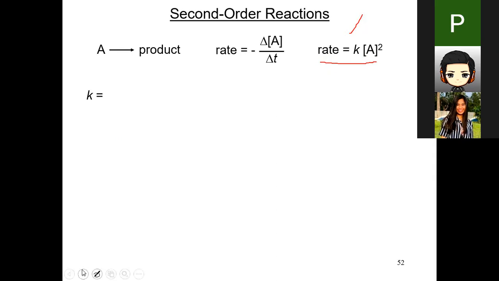So, para madali nyo lang ma-determine yung unit ng rate constant kahit anong order. Okay? Didivide nyo lamang yan. Ang concentration, palaging, Paula, anong unit ng concentration? Palaging molarity. So, pag sinolve nyo to, pag second order, ang unit ng K ay per molarity per second. M minus 1, S minus 1. Or 1 over M, 1 over S.